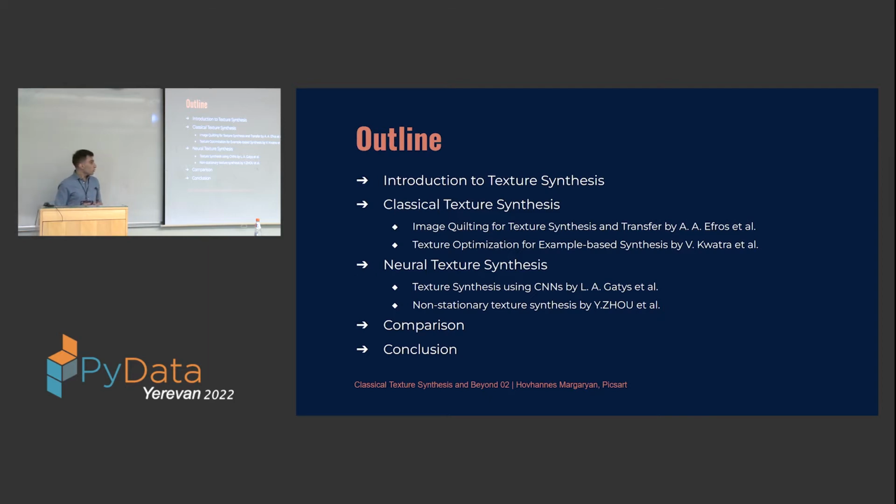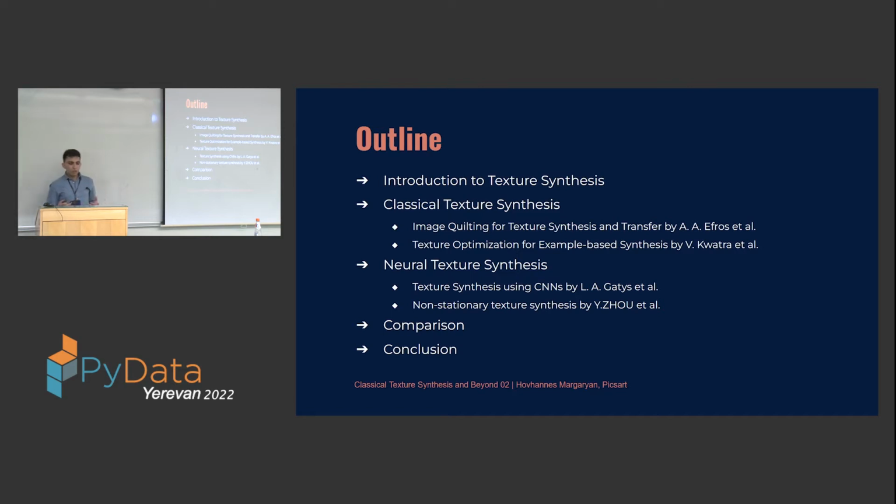Next, I will segue to neural texture synthesis and begin the discussion with one of the first works in the field, texture synthesis using CNNs by Yerevan et al., where they use the feature space of a pre-trained network in order to model a texture.